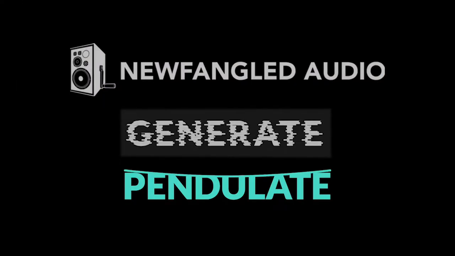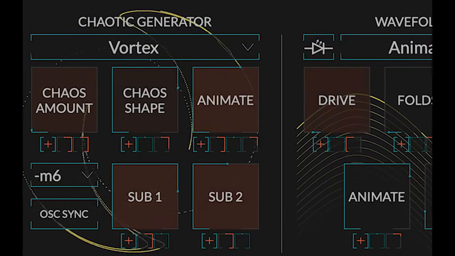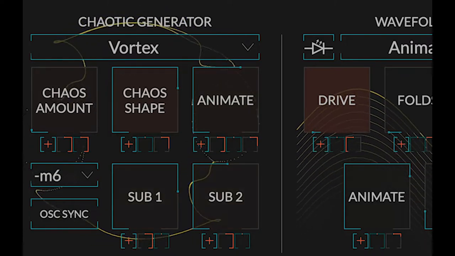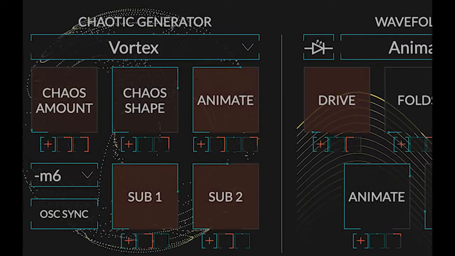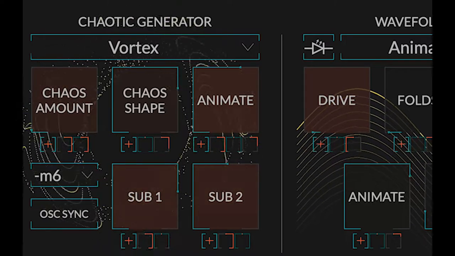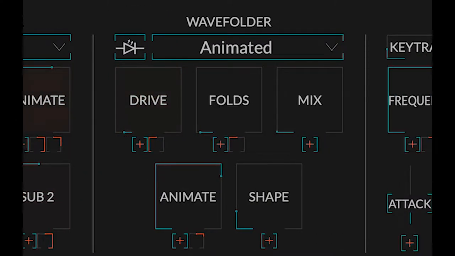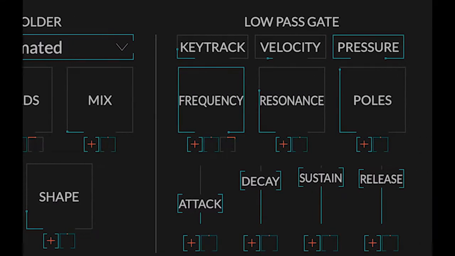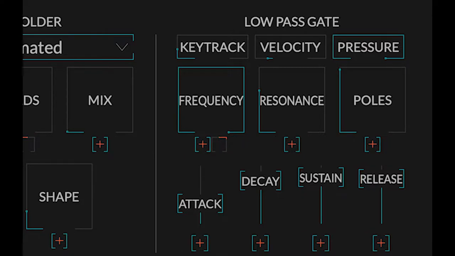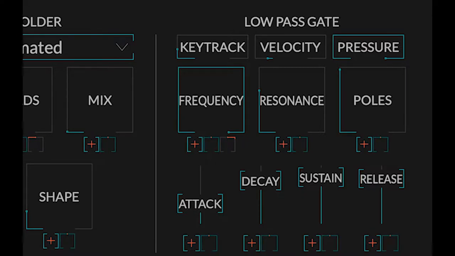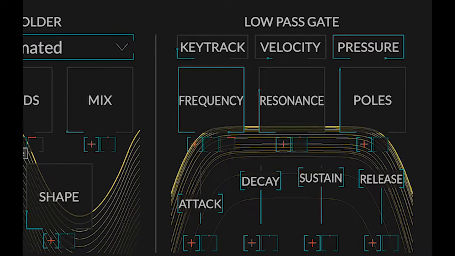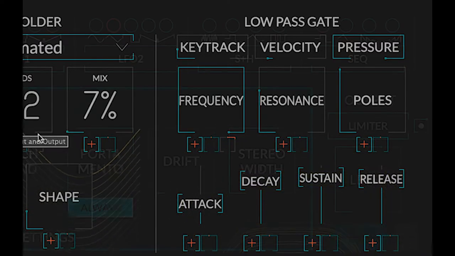Newfangled's new synthesizers, Generate and Pendulate, both rely on a novel form of sound generation, and it's called a chaos generator. It uses a sort of physical model of interacting bodies to create oscillation. It has a sophisticated wave shaper and overdrive to give it more character. And then it has a Buchla style low pass gate that allows you to filter and shape the sound with a sort of subtractive type influence. And of course, there's lots of modulators.